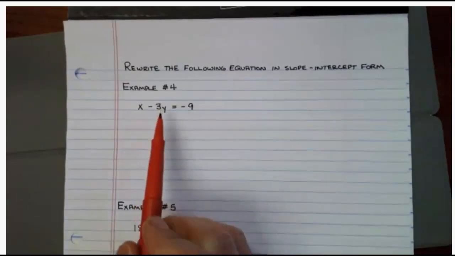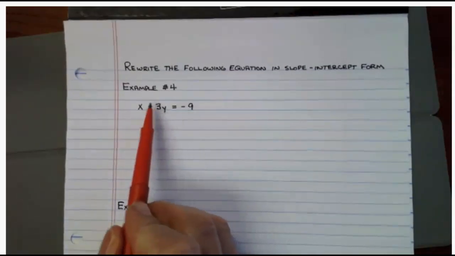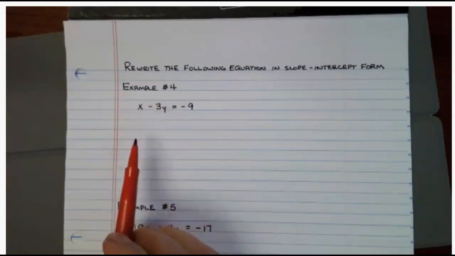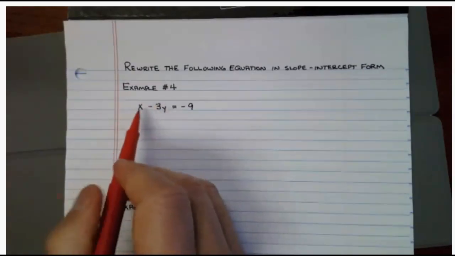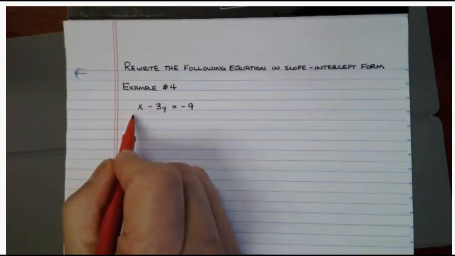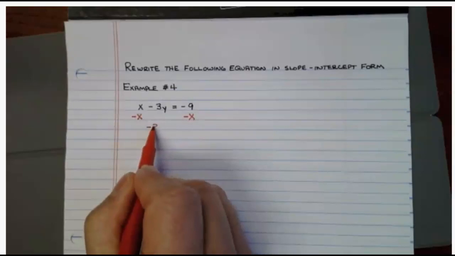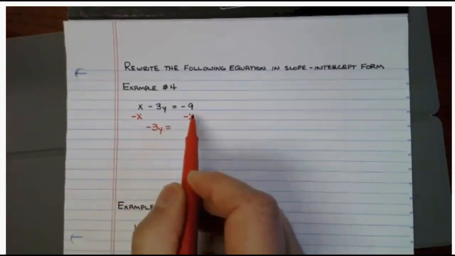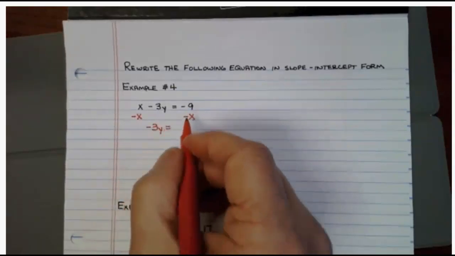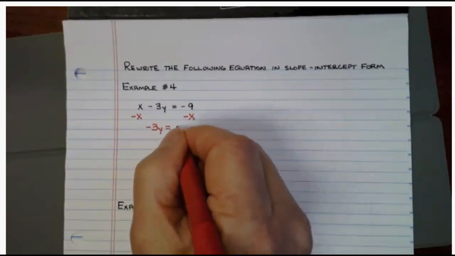Example number 4. I need to put this in slope-intercept form. That means this y needs to be by itself. I need to get rid of everything over here and have just a y. The first thing I'm going to get rid of is this x right here. I'm going to take x away from both sides. I'm going to get negative 3y is equal to, can't combine these together. These are not like terms.